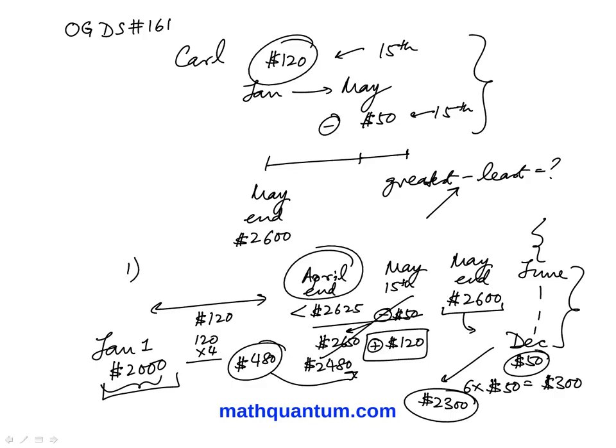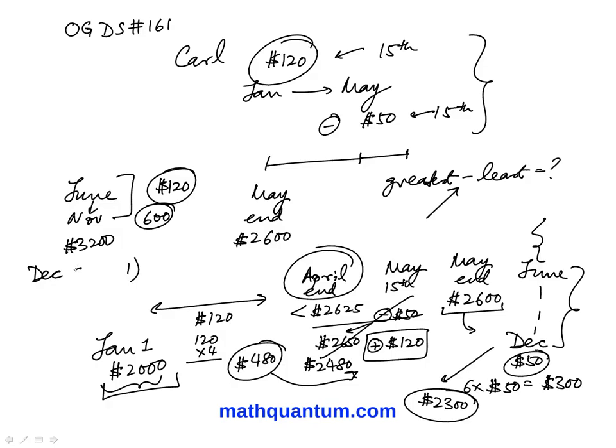But if I say that deposits were made from say June till November, then I have 5 more months of deposits of $120, and my balance would then go up by another $600, and it would be $3,200. And then on December 15th, I can say that there was a withdrawal of $50. In this case, the balance at the end of the year would be $3,150.